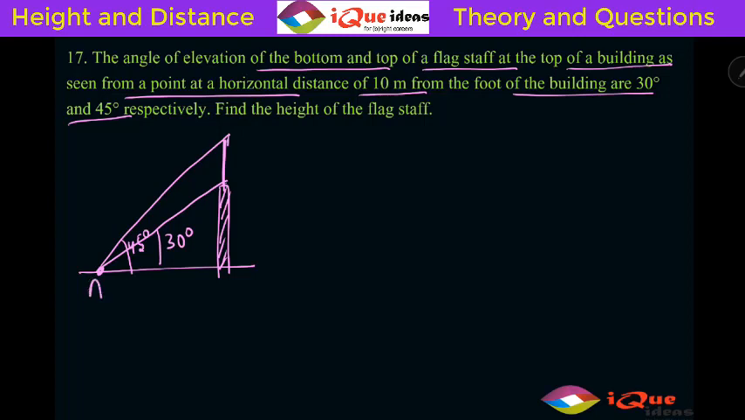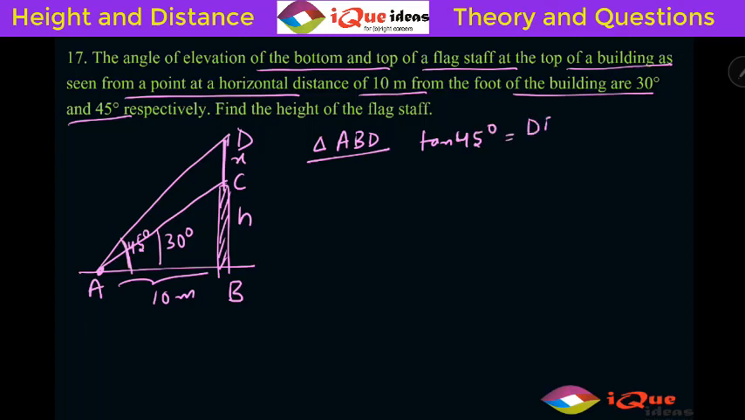So this angle is 45 degrees and the smaller angle is 30 degrees. Let's again give them some names. So this is A, B, C, D. This distance AB is given 10 meters. Let's assume this tower height is H and the flag height is X. So straight away, let's take triangle ABD. In the triangle ABD, we have tan 45 degrees because the angle is 45 degrees. So tan 45 degrees will be equal to DB, opposite side, divided by adjacent side, that is AB. Tan 45 degrees is 1, so 1 equals DB, which is X plus H, divided by AB, which is 10. So we have X plus H equal to 10.